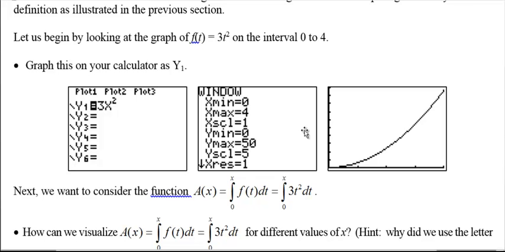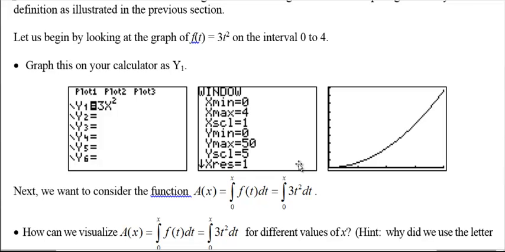This is going to make use of a graphing calculator, and you'll have some screenshots from a TI-84. If you've got a TI-84 or some other graphing calculator, see if you can follow along with me. Let's get caught up to here, and we want to consider the function A of x as the integral from 0 to x of f of t dt. That is the integral from 0 to x of 3t squared dt.